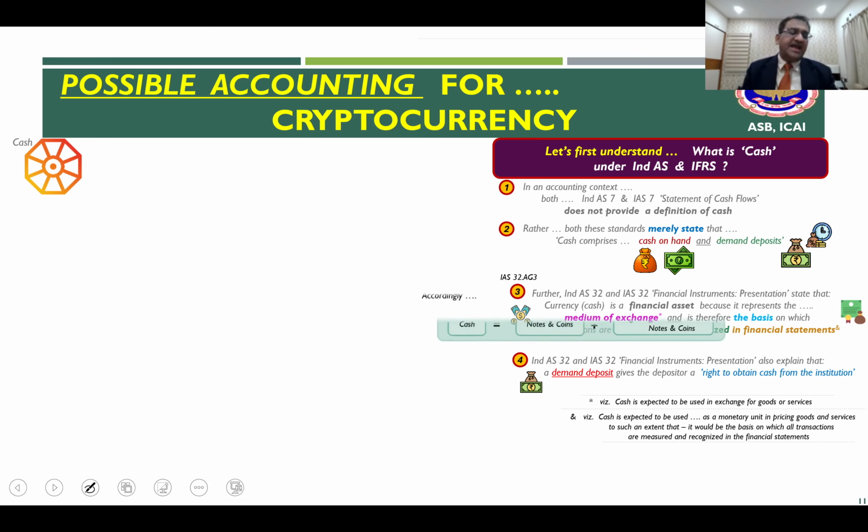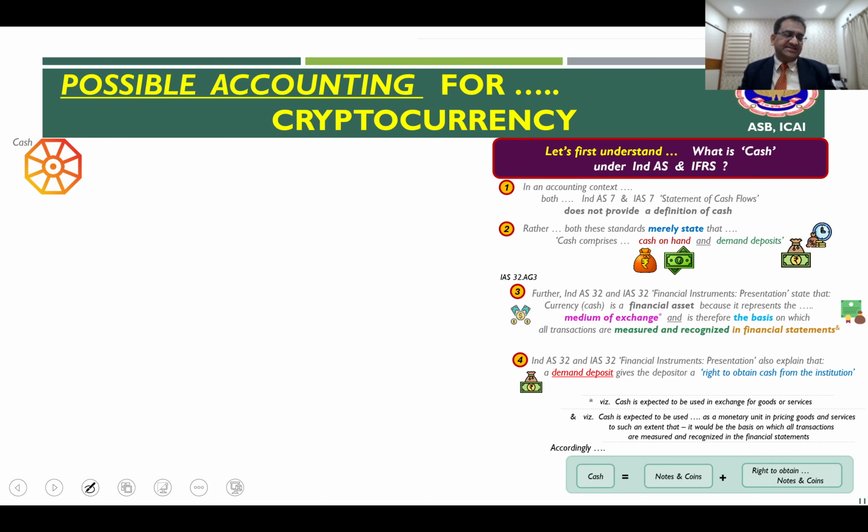Therefore, if you summarize what cash is from the perspective of IAS, IFRS and Ind AS, the expression cash entails two things: either the notes or the coins, or the right to obtain the notes and coins on account of these demand deposits. So basically, if you have a demand deposit, you have the right to obtain the notes and the coins. This is the way cash is defined under Ind AS and IFRS.